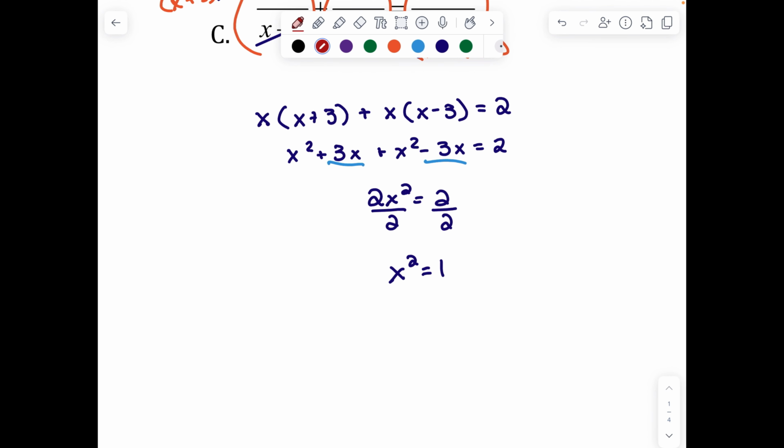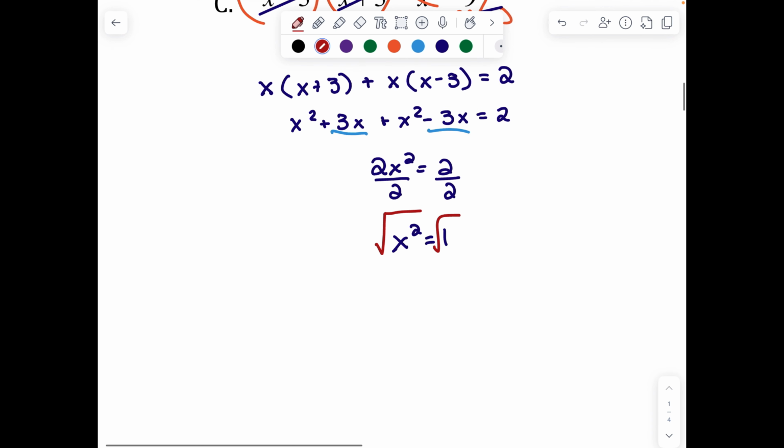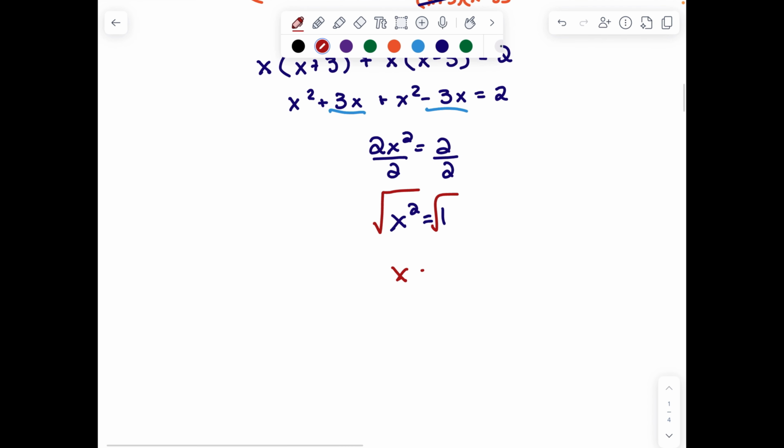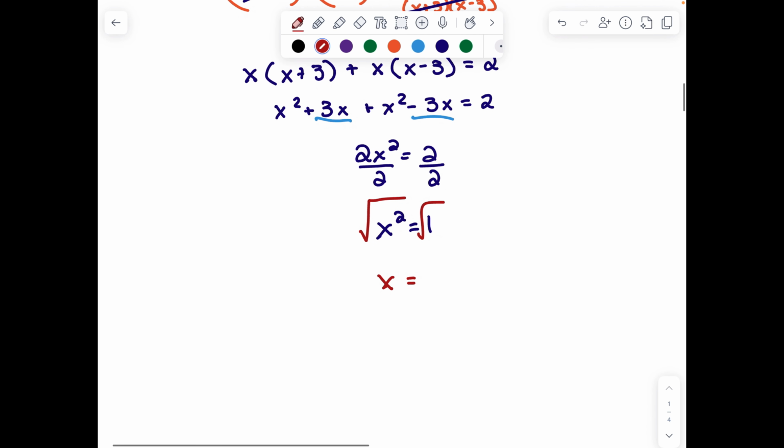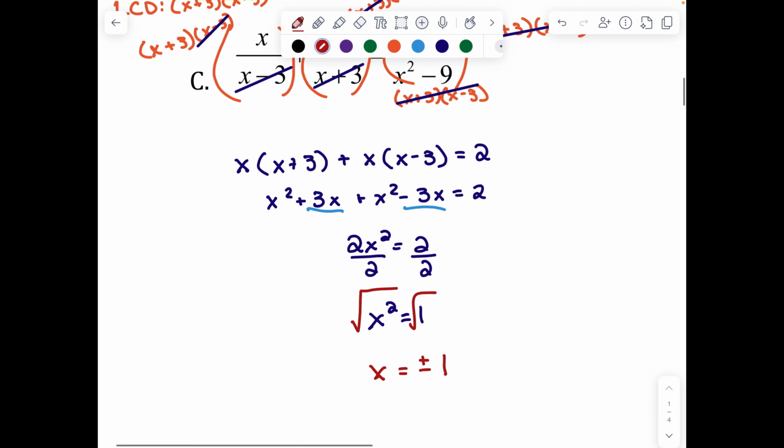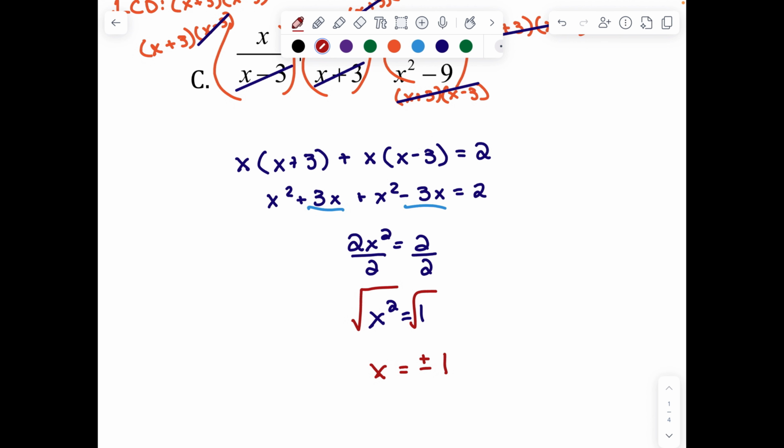Now I can just go ahead and take the square root of both sides. So I end up with x equals, and don't forget when you're solving and you're taking a square root, you have to say plus or minus 1. So now we have to check, are any of these going to cause our denominators to equal 0? The answer is no. So we have two solutions here, x equals 1 or x equals -1, and you can just leave it right in that format.